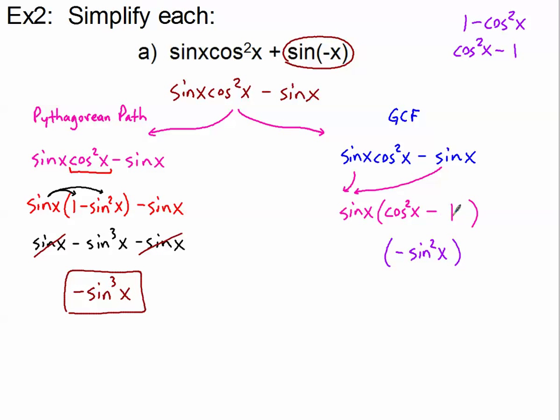So cosine squared minus 1 is negative sine squared, because 1 minus cosine squared, the proper order, is equal to positive sine squared. If I flip around the minus sign, I get negative sine squared. And now that I've got sine x times negative sine squared, I've got negative sine cubed, and we got it in the same amount of steps. The question is, which way will you see when you see a problem like this again? Will you just go straight to the Pythagorean path, distribute and combine your like terms, or would you see a GCF and factor it that way? You're still kind of using a Pythagorean, the opposite.